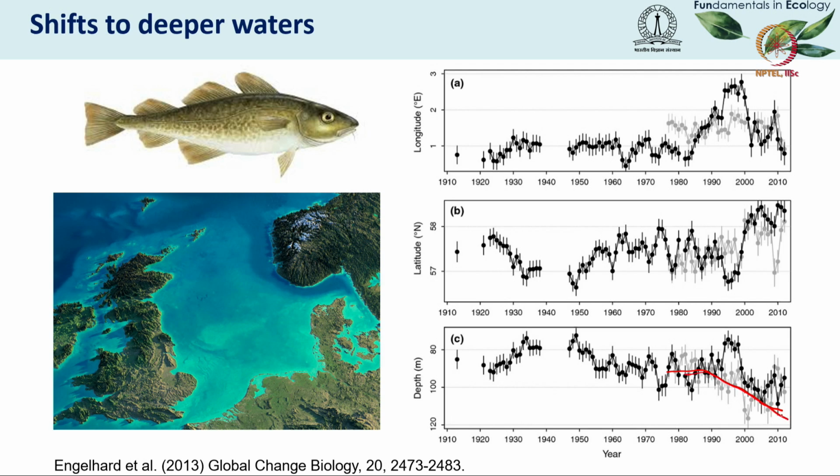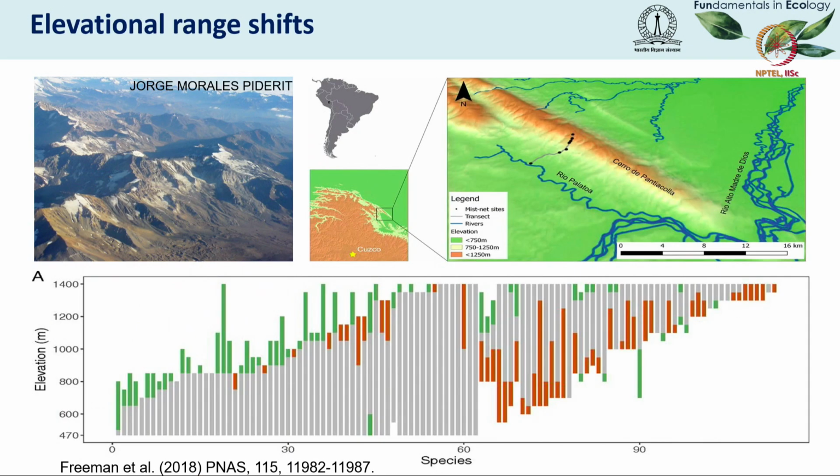They're actually being found at greater depths, and that might be because surface temperatures are warming, and the deeper waters still remain cool, and so some species could move to deeper waters to respond to climate change. On land, the same thing that we see is happening across elevational ranges.